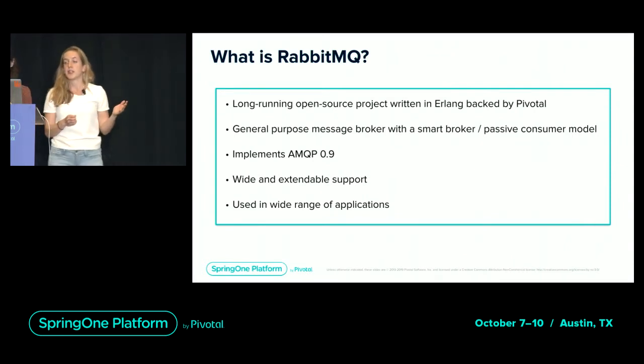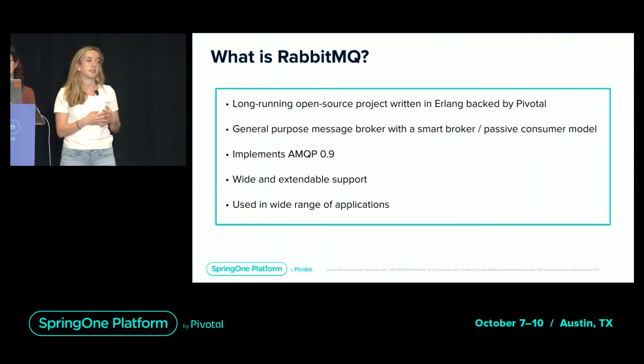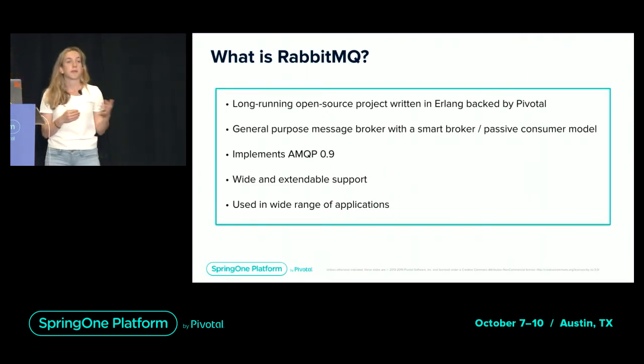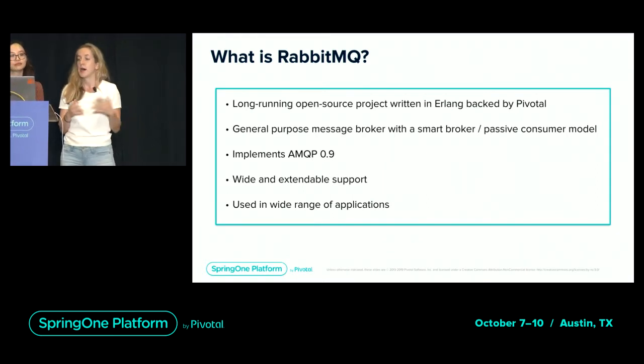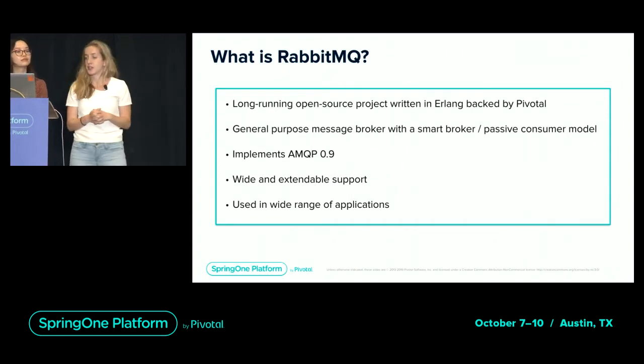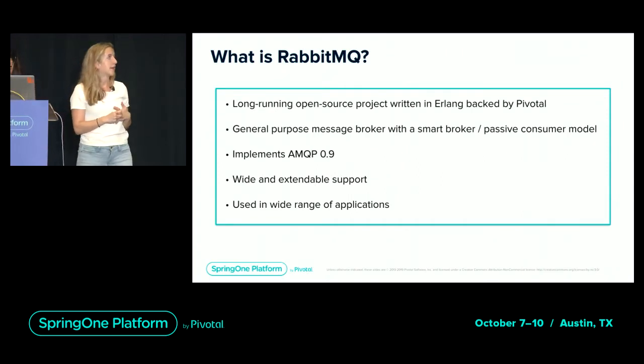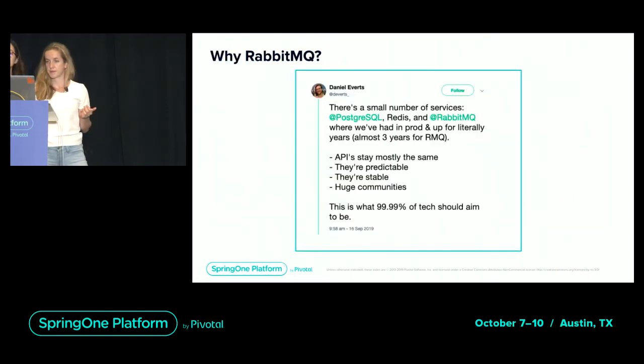And it's used in a wide range of applications. So when we talk to customers, they're using it for event-driven microservices, RPC, ETL with Spring Cloud Data Flow, as an enterprise message bus, pub/sub, real-time analytics with Reactor and the RabbitMQ Reactive API. So it's used quite widely.